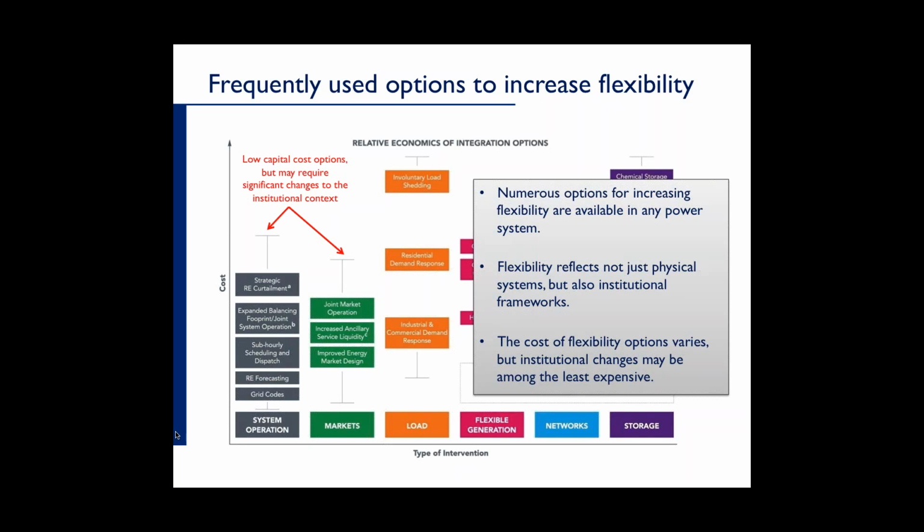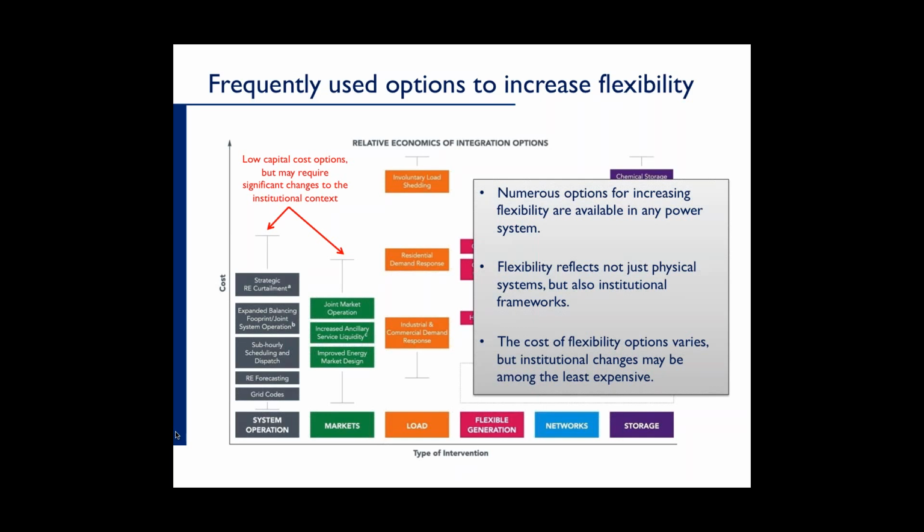And then the third point here is that the cost of flexibility options will vary, but we think that institutional changes can be among the most cost-effective. Once you make the change, it may involve expensive new communications devices, computer software and hardware, but once those changes have been implemented, they can deliver the benefit essentially forever.